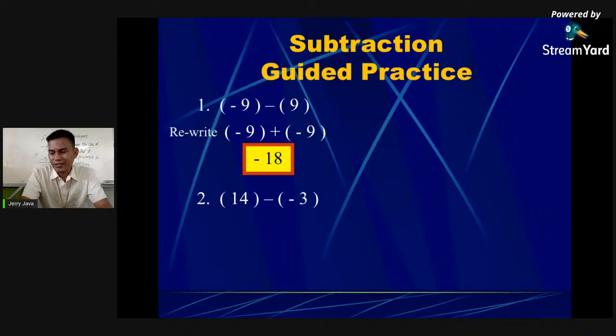Type in your answers, kids. 14 minus negative 3. I'm saying a negative, is that negative 8? I'm saying 17. What else? Other answers, please. Time's up now. Positive 17 or 17, that's okay. 17, 17, 17, 17. Other answers, please.